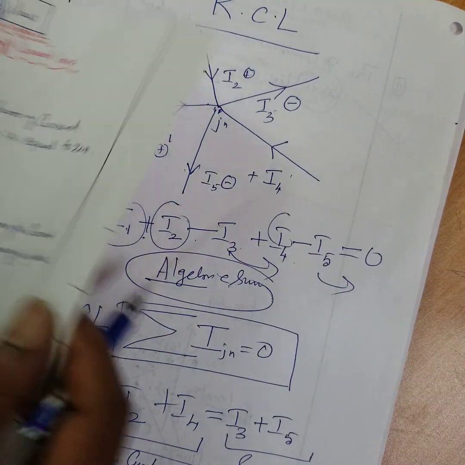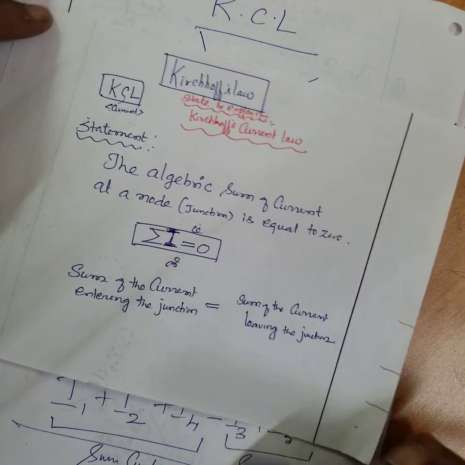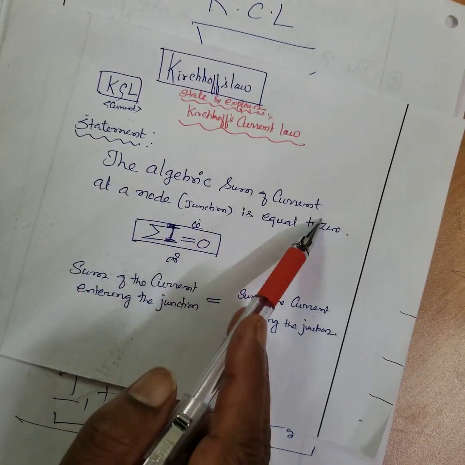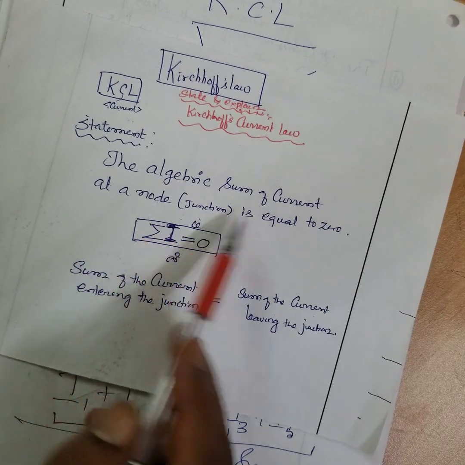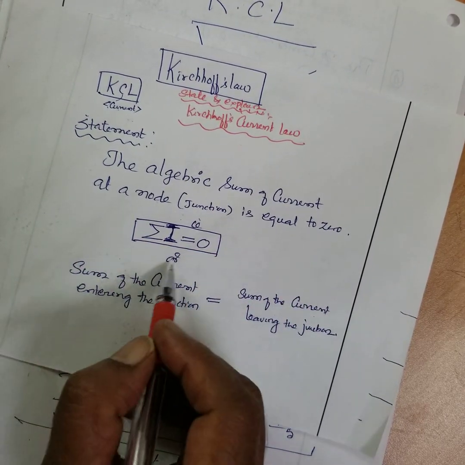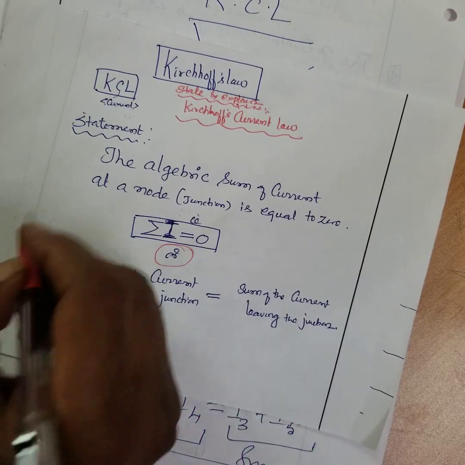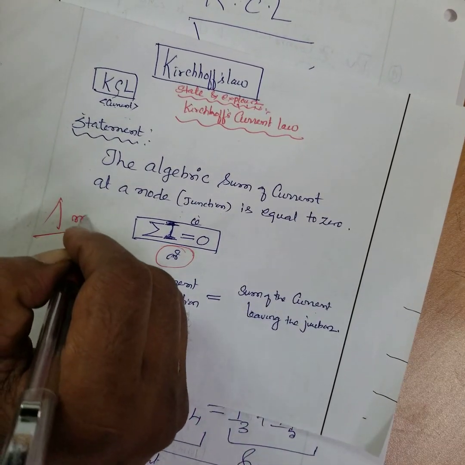The statement you have to write like this. What is the statement? The algebraic sum of the currents at the node or junction is equal to 0, or the sum of the currents entering the junction is equal to the sum of the currents leaving the junction. If you write this, it is 1 mark.